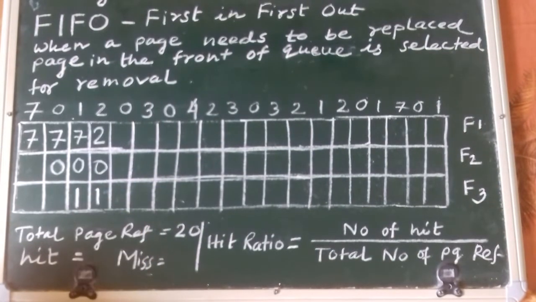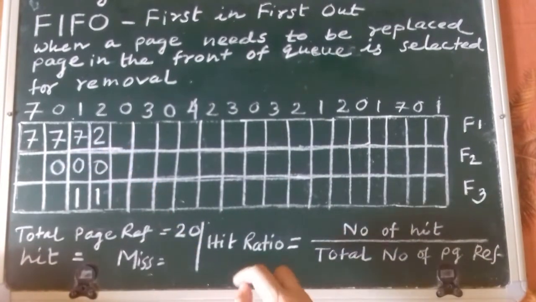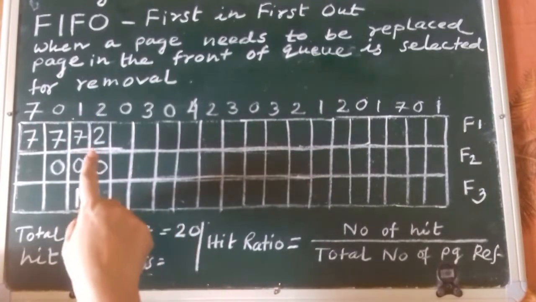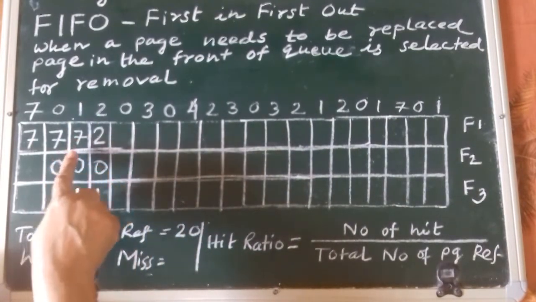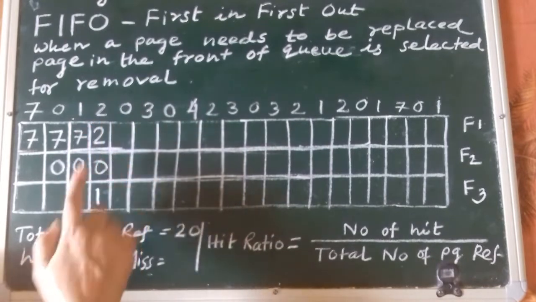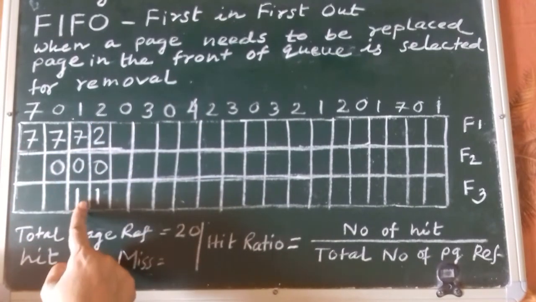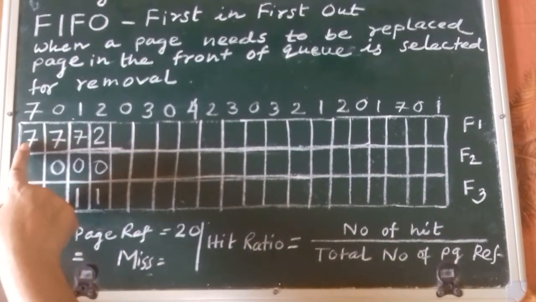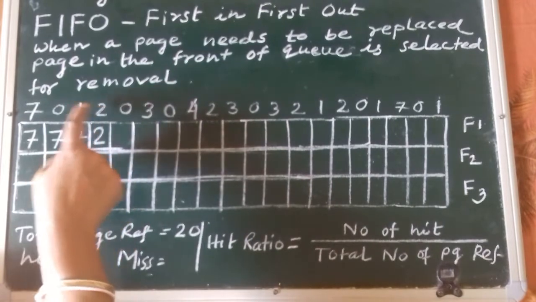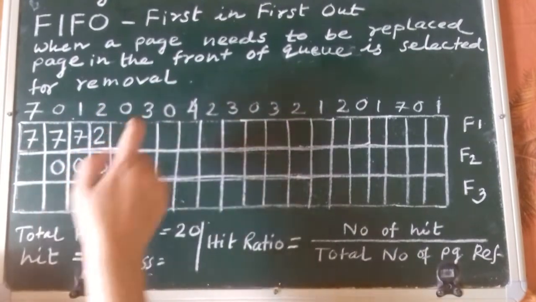Here is an easy way out, I will tell you. We cannot always keep track of which one has entered first, so what should we do? Just count the number. See, at this position, count the number. How many 7s are there? 3. How many 0s are there? 2. How many 1s are there? 1. So easily we can understand 7 has entered first, so 2 should take the place of 7.